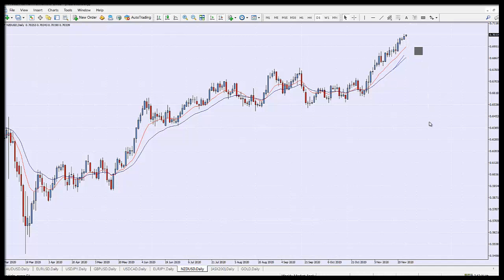Okay, very simple. We're trying to trade with the trend, but we just want to catch the pullback so we can use our price action method and confirm that reversal. Okay, let's have a look at the Aussie 200.